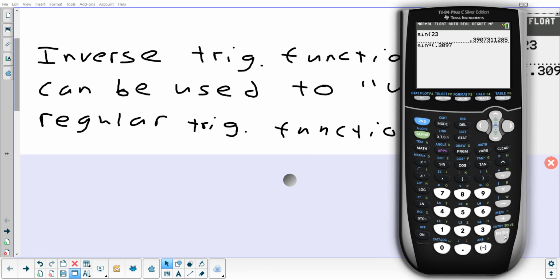Let's see. I put in the wrong number. We should get 23. Just switched them. 0.3907. And we get 22.998. Okay, very, very close to 23. The point is it undoes what you did and gives you back what you started with.